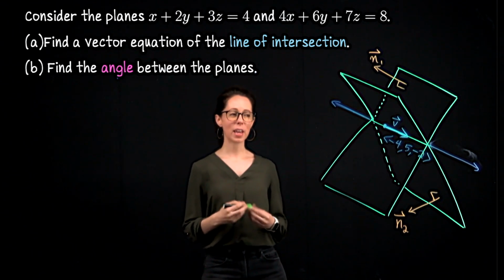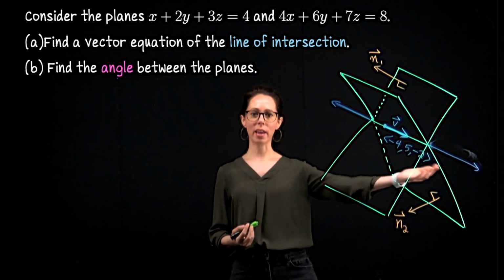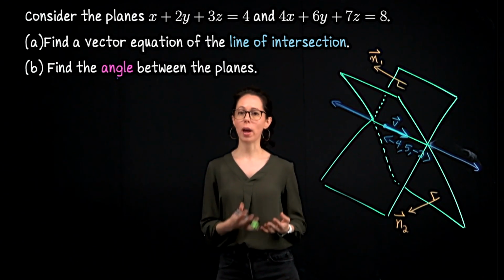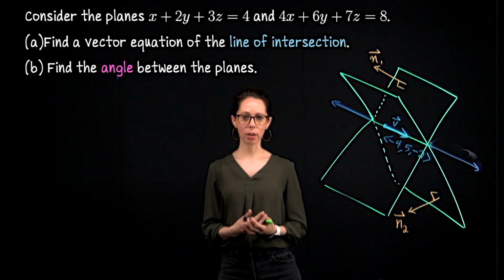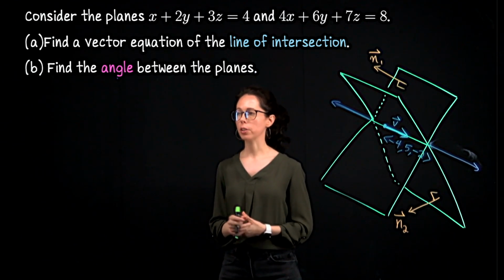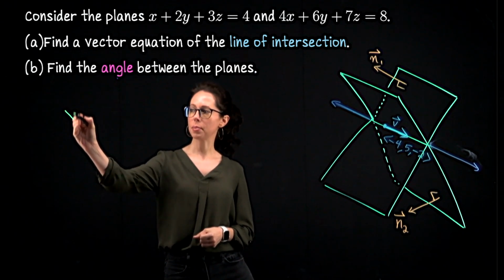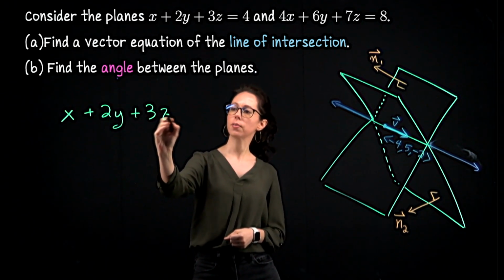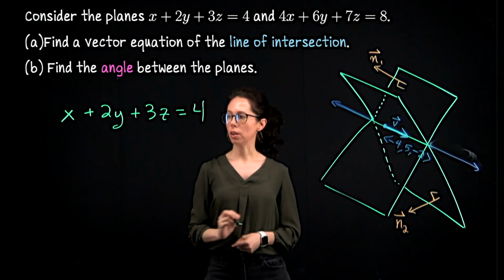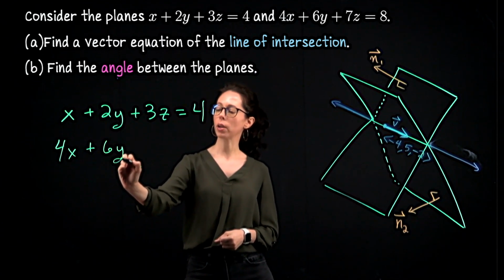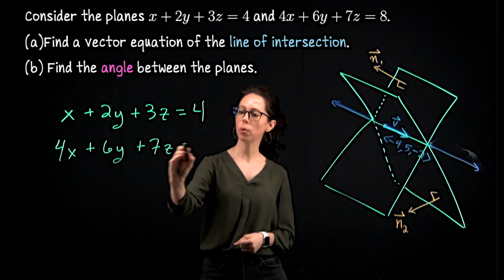All right, to find a point which lives on this line of intersection, we just need to find one triple of values for x, y, and z, which makes both plane equations true. So we want to find some triple in three-dimensional space so that 1 times the x coordinate plus 2 times the y coordinate plus 3 times the z coordinate is 4. And also 4 times the x coordinate plus 6 times the y coordinate plus 7 times the z coordinate is 8.